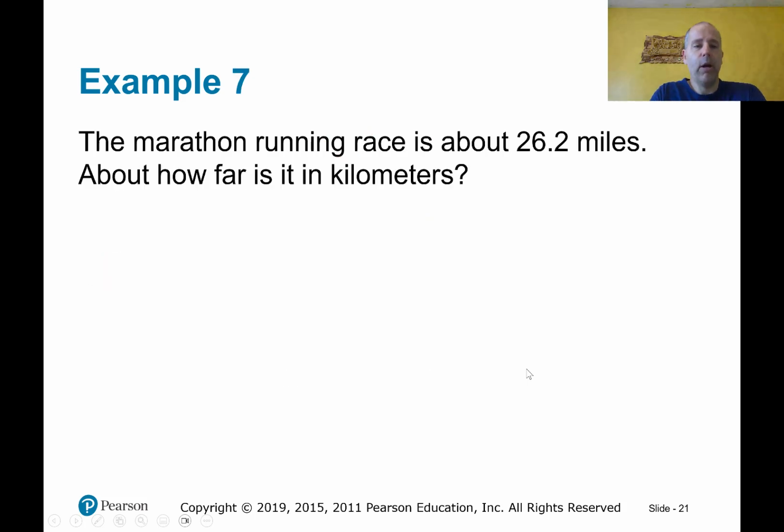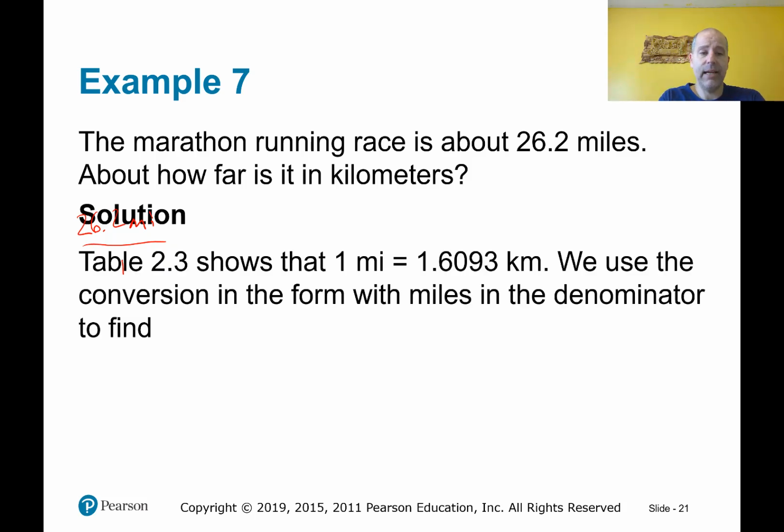All right, so the marathon running race is about 26.2 miles, and we want to convert that to kilometers. They want to know how far it is in kilometers. So we want the answer in kilometers. So again, we start with 26.2 miles. And now we've got to have a conversion for miles to kilometers, right? Again, this is something that you can get on a table, or if you know what the answer is. In this case, the table shows that 1 mile is equal to 1.6093 kilometers. Okay?